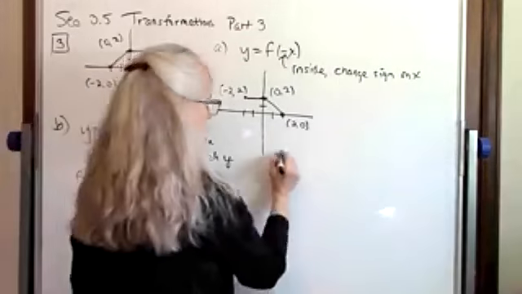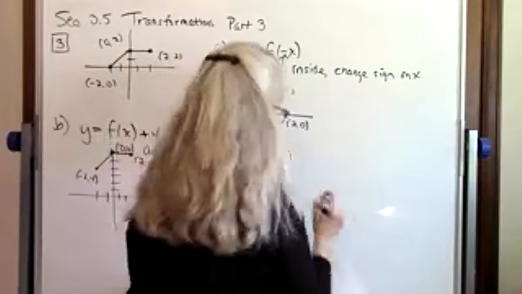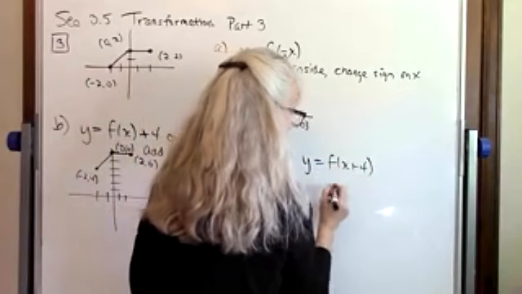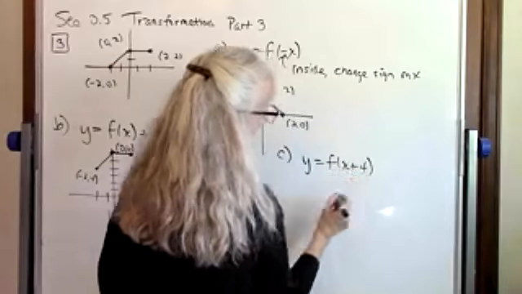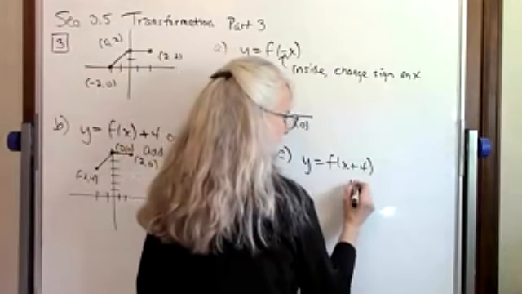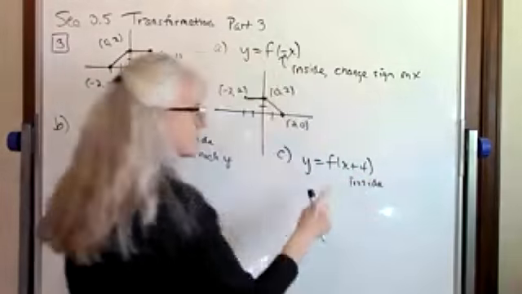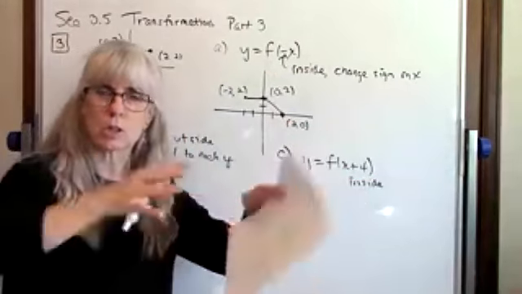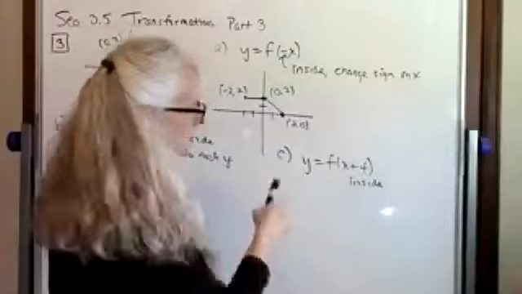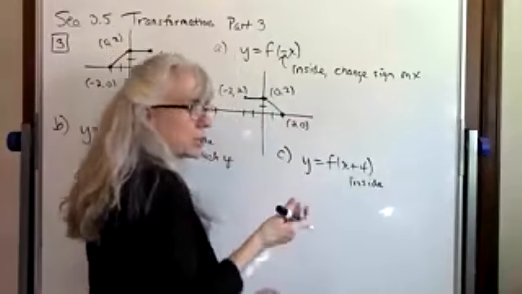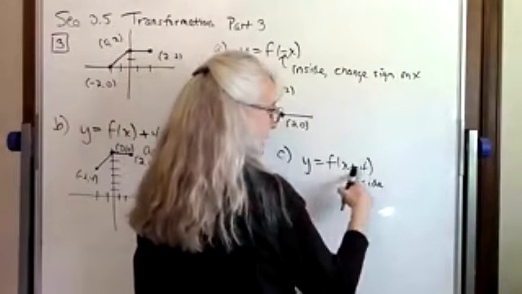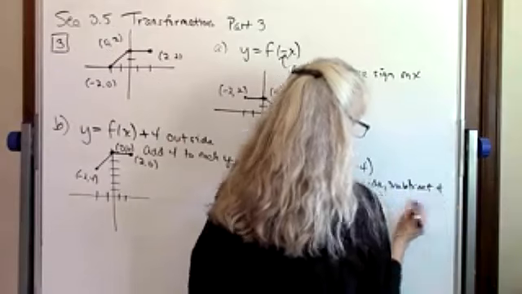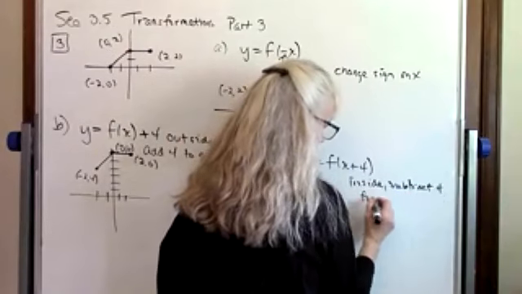Part C is what if we have y equals f of x plus 4. So we're going to say, well, this is inside. And again, it's important to see the difference on where that 4 is. This one's inside because it's inside the function notation. It's inside the parentheses. So because it's inside, we know it's going to change things in the x direction, and inside means do the opposite. So instead of adding 4, we're going to subtract 4 from each of our x values.